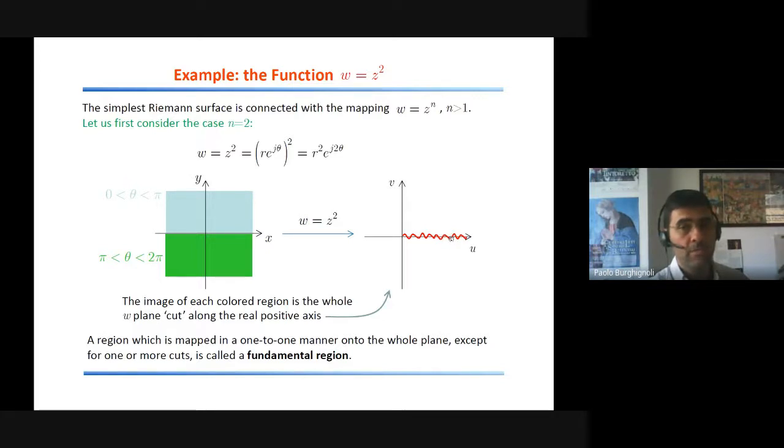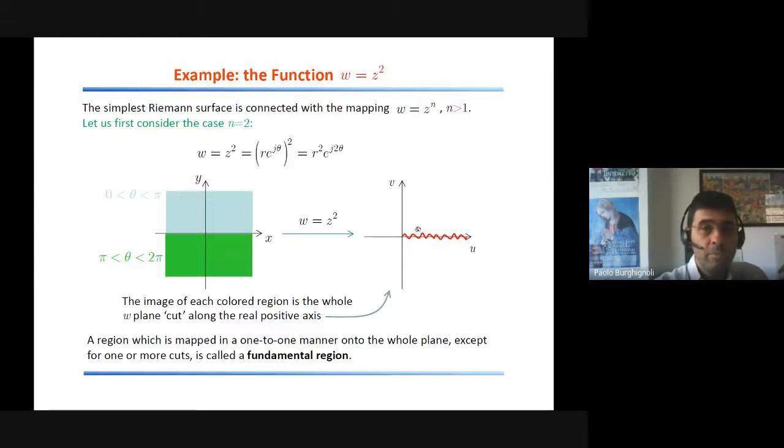But if you consider now the green region, in which you see that we are now in the bottom half plane of the complex z-plane, and therefore the argument theta goes from pi to 2 pi, by squaring, so going into the w-plane, something very similar occurs, because by doubling the arguments, then we go from 2 pi to 4 pi.